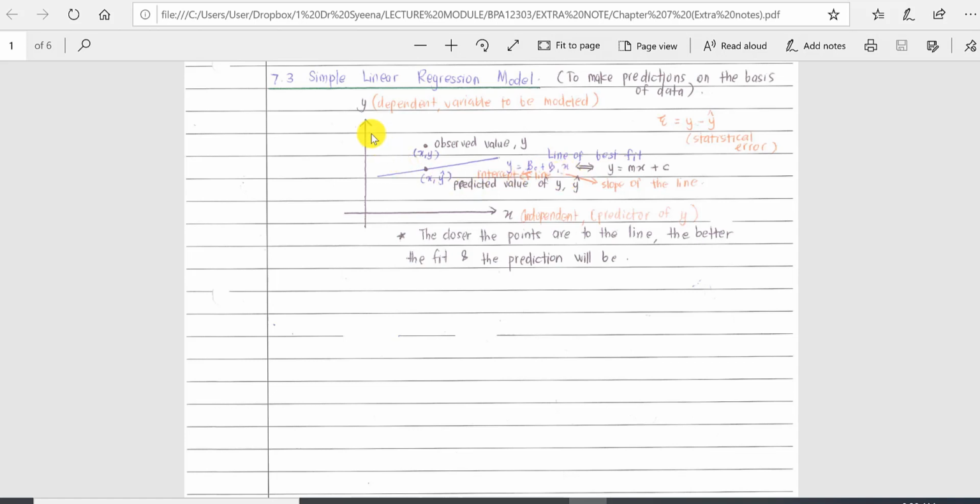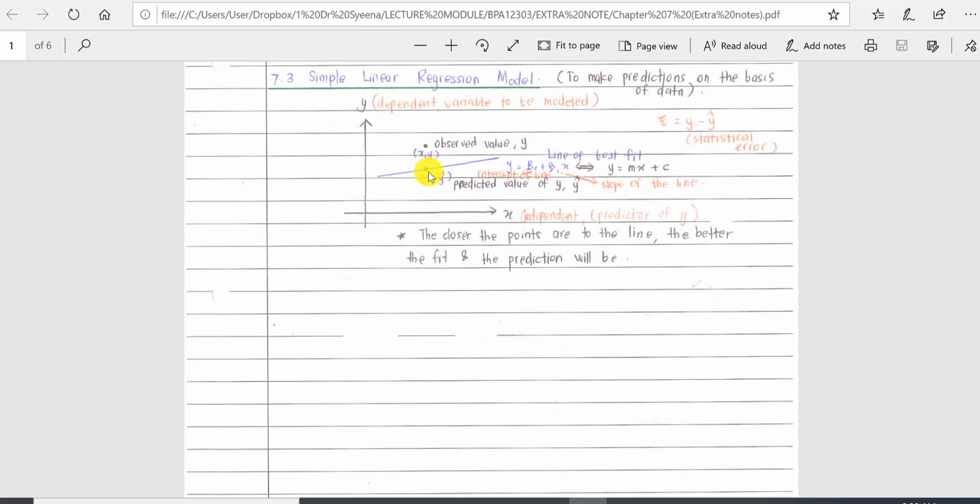Now, x is the independent variable, the predictor of y, and y is the dependent variable, the variable to be modeled. That means we want to predict the value of y. For this example, we have the observed value of y, then we have the predicted value of y. So we have 2 points here, observed and predicted.